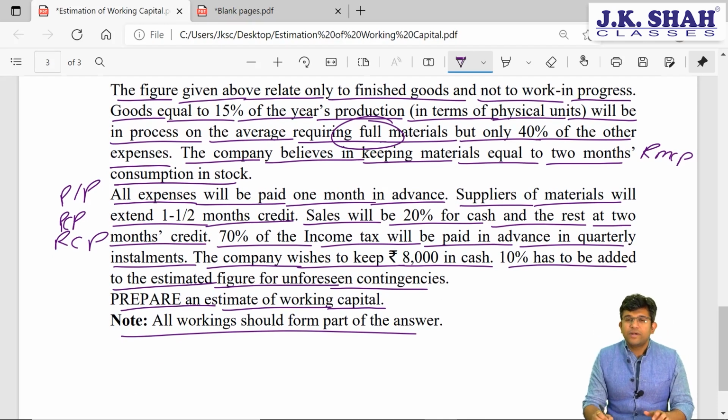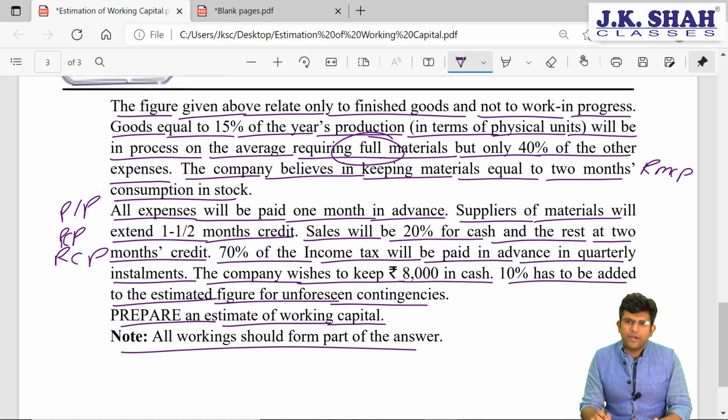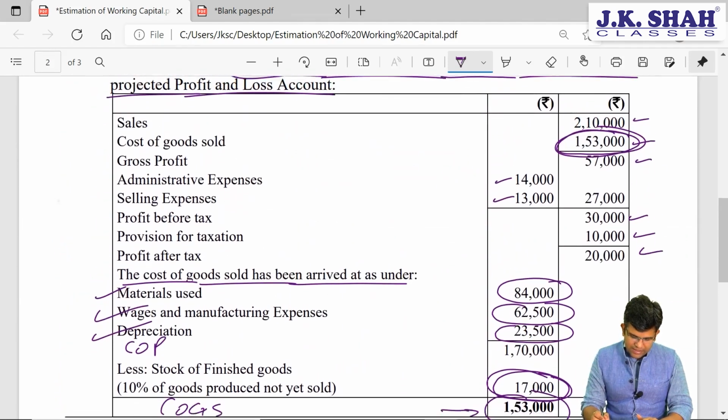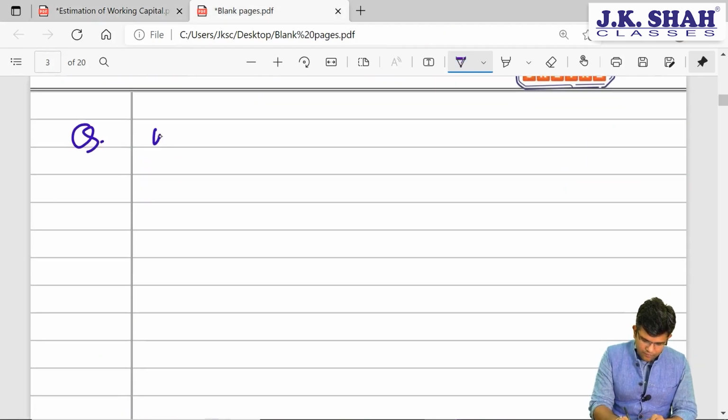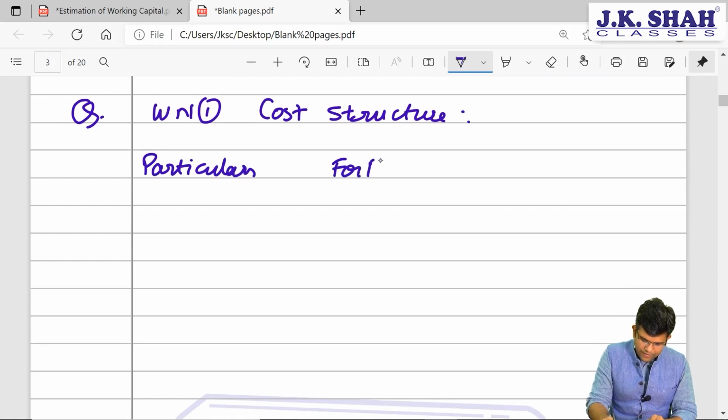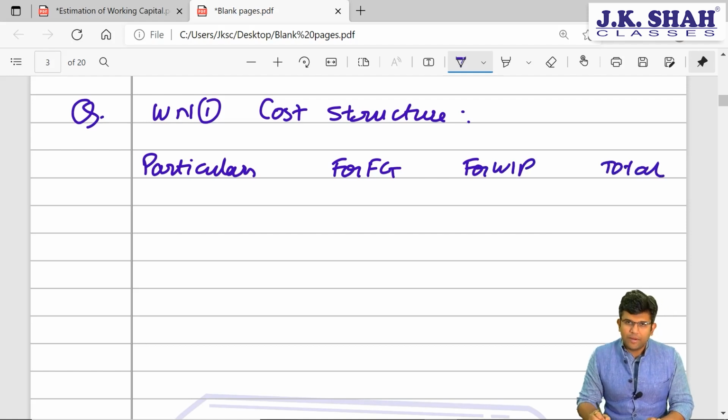Are you ready? Now students, since this is a question where it is not very clearly mentioned whether you're supposed to do on total basis or cash cost basis, we will do it on cash cost basis. Everybody clear? We'll do it on cash cost basis. So children, let's start. So what I will do is I'll first of all write down working note 1, that is cost structure. Okay, working note 1, cost structure. In cost structure, we will make these columns particulars. Okay, then we'll write for finished goods, then we'll write for WIP, and then we'll write total.